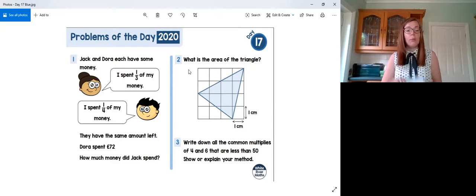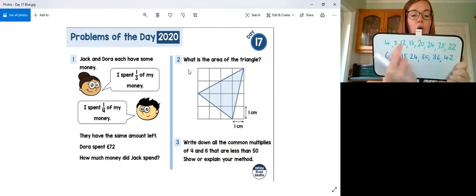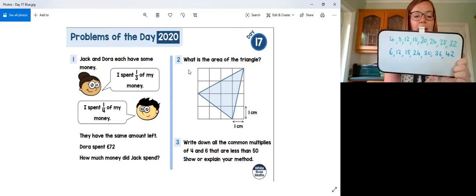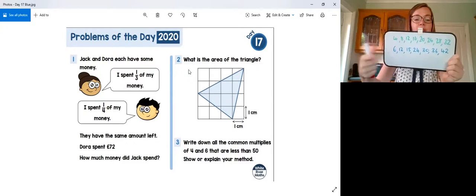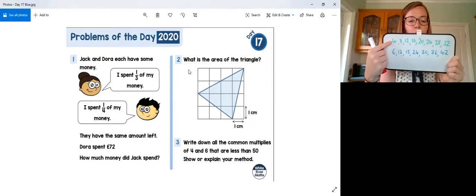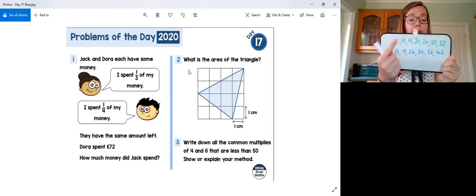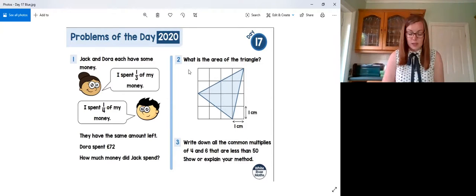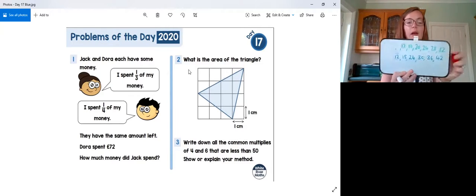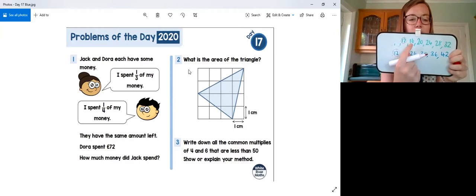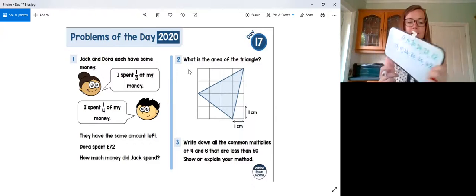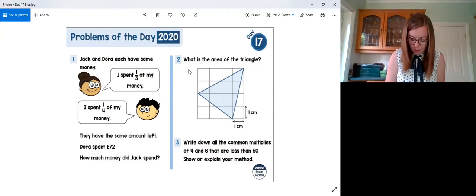Now, for common multiples, I need to look along my list and see any that are in both the 4s list and the 6 list. I can start with 4 and see that 4's in there, but it's not in there, so I can get rid of that. 8 is in here, but it's not in here, so I can get rid of that. 12 is in this list and this list. So I'm going to circle 12 and I'm going to get rid of the 6. And so you can keep going along. 16, no, 20, no, 24. Yes, okay. So 24 is in both.